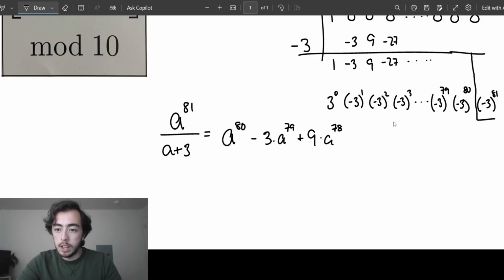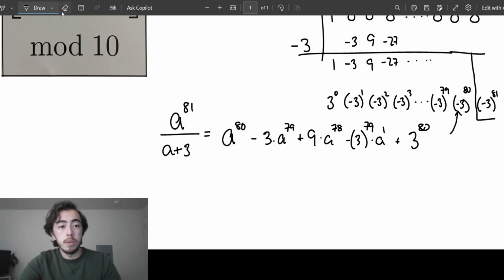So I would get minus 3 to the power of 79 times a. Again, these powers are adding up to 80 now. I would get plus 3 to the power of 80. I'm ignoring this negative sign because anything to an even power is positive. And then we do have this remainder, which I will write as the remainder divided by the divisor, a plus 3.